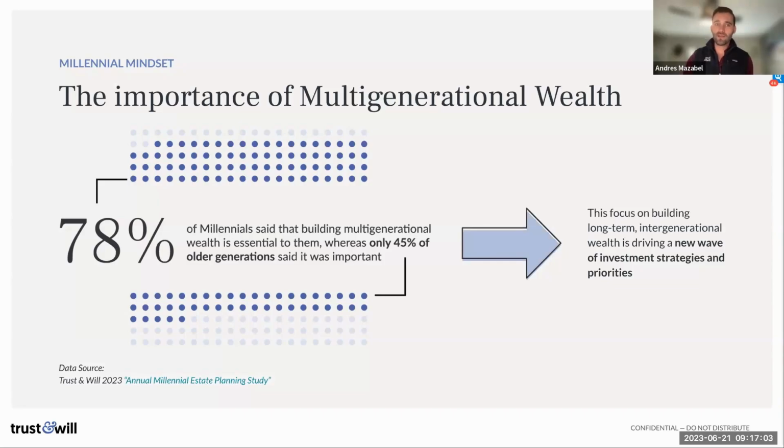Because guess what? Millennials really care about estate planning. We've now done the third largest estate planning millennial study. We released this one in Q2 of this year. And of about 25,000 millennials, 78% of them told us that multi-generational wealth is really important to them.